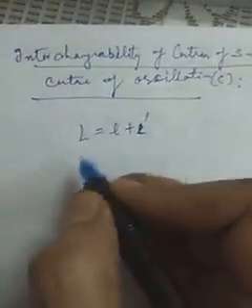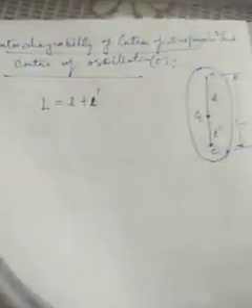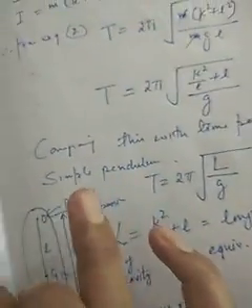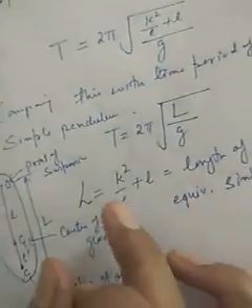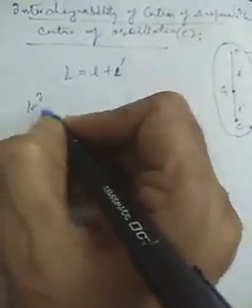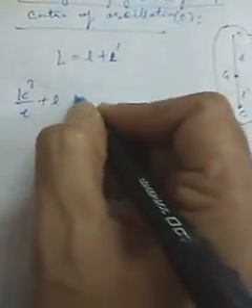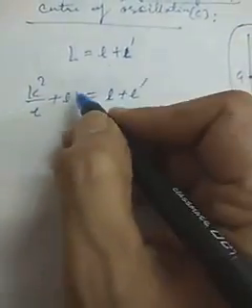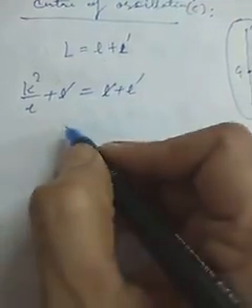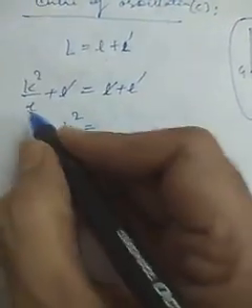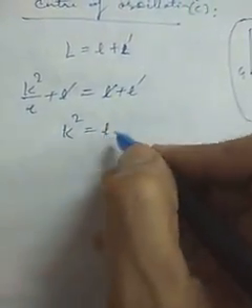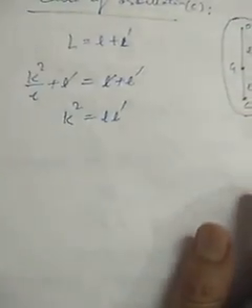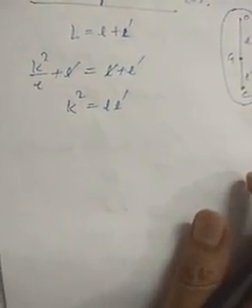But this capital L is your length of equivalent simple pendulum, and its value is k square upon l plus l. So k square over l plus small l is equal to small l plus L prime. The l cancels, or we can write k square equals l into L prime, right?